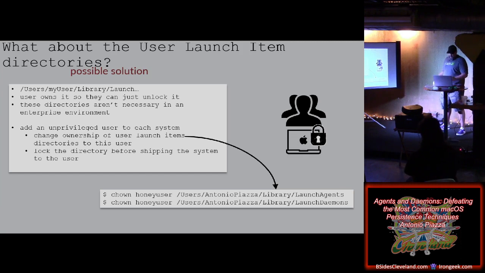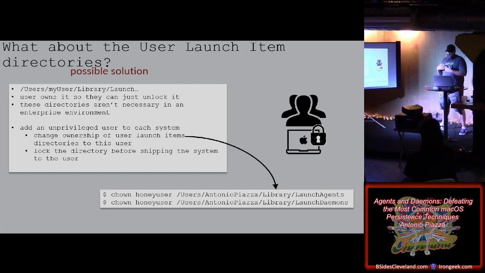So IT uses MDM to create an unprivileged user for each system. Unprivileged, so there's no privilege escalation possibilities for this account. This unprivileged user created can act as a honeypot or a honey account, right? Nobody should be trying to log in with that, so that's kind of a detection thing that you can have.